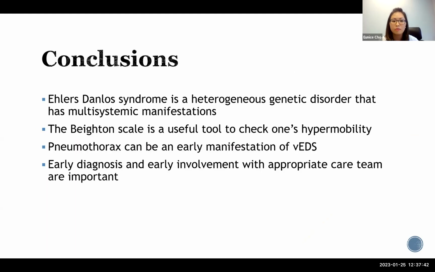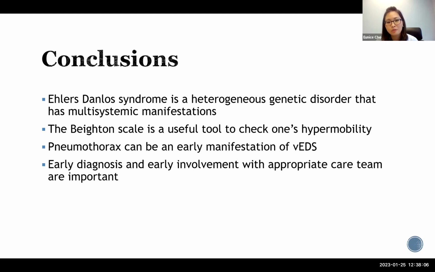So just to wrap up my talk, Ehlers-Danlos syndrome is a heterogeneous genetic disorder that has multisystemic manifestations. And there's a scale called the Beighton scale that can be a useful tool to check one's hypermobility. The Ehlers-Danlos Society actually puts on their website that they acknowledge that it's a lot of testing for a non-specialist to conduct in their office.